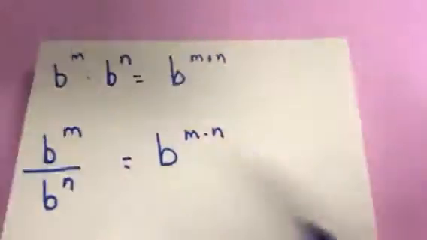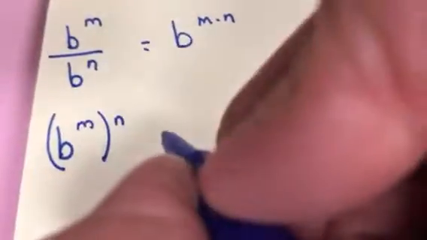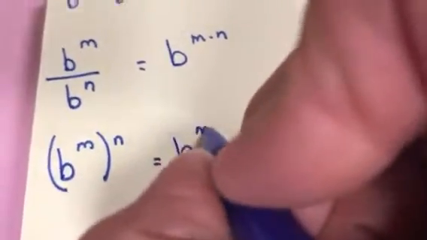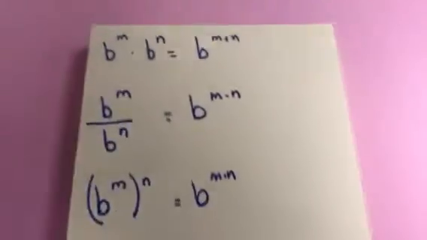Where were more of the bases? Were they on the top or the bottom? And when you have parentheses, this means you will be multiplying your exponents. So the three big rules.